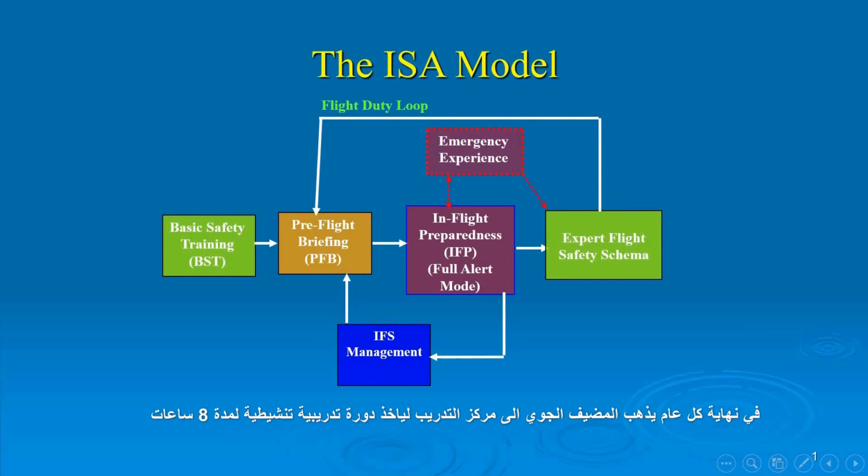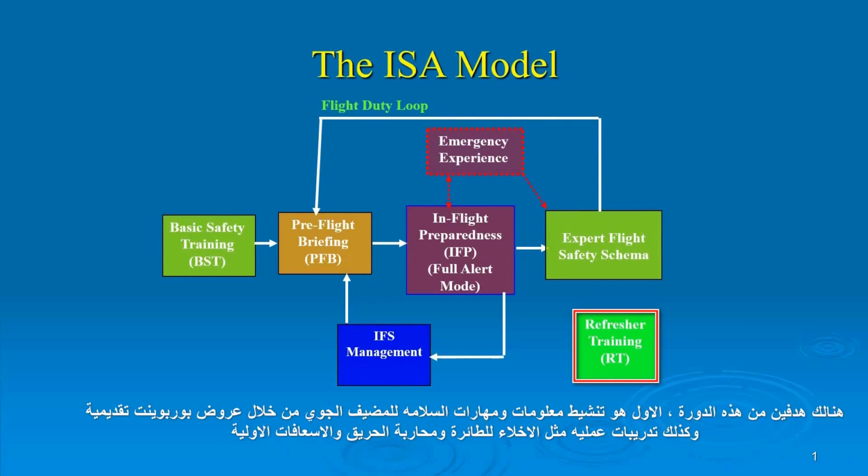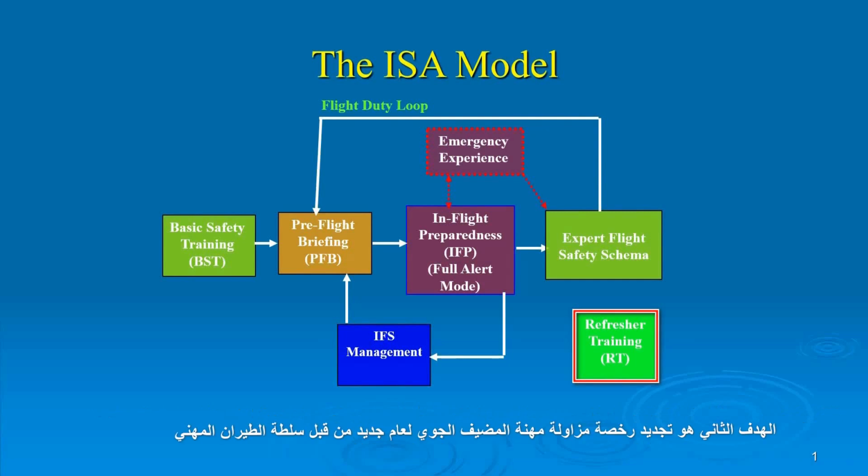Now, at the end of the year, flight attendants go through refresher training. The refresher training is an 8-hour training with the drills conducted once every year. It has 2 objectives. The first one is refreshing flight attendants' safety knowledge and skills through PowerPoint presentations and practical drills, such as ditching, evacuation, and firefighting. The second objective is certification from the Civil Aviation Authority to enable flight attendants to go through the next pre-flight briefings for the upcoming year.